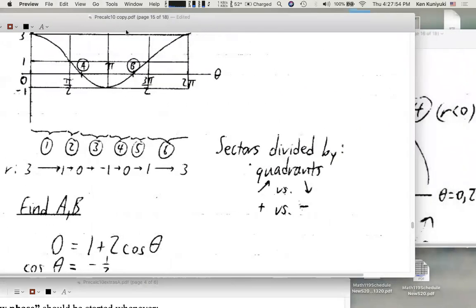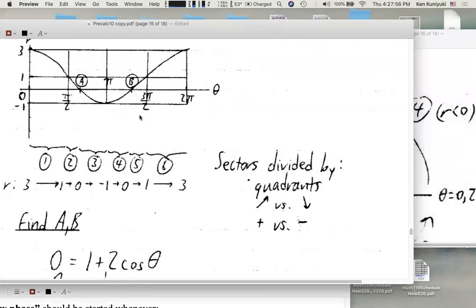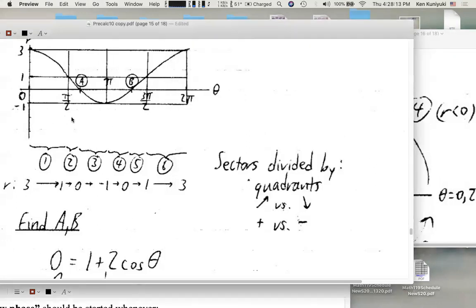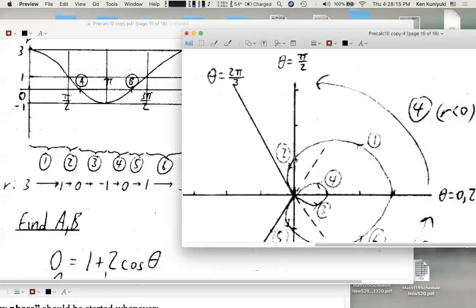So in phase 1, r is positive but decreasing. We start with, when theta is 0, r is 3. So we start off here, 3 units away from the pole. But in phase 1, r is decreasing. We have that arrow there. r is decreasing until we get r equals 1. When theta equals pi over 2, r equals 1. At the quadrantal angle, pi over 2, we get r equals 1. 1 unit north of the pole.